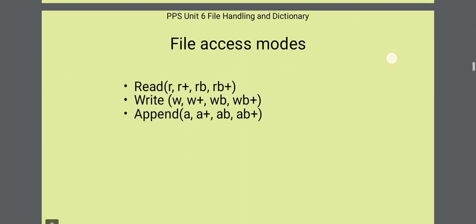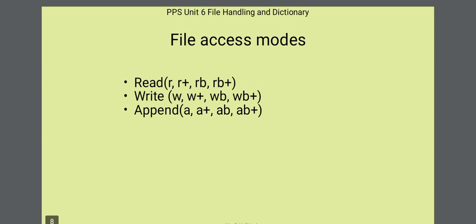Next one, file access mode. These are the three basic access modes for a file: read, write and append. R stands for read the file; only the file should be read. First of all the file should be created, and then it can be read. R plus stands for read the file as well as write into the file, a previously created file. The condition is that the file should be created previously. RB stands for read the data from the binary file, and RB plus stands for read and write the data into the binary file or from the binary file. The main condition for read operation is that the file should be created previously.